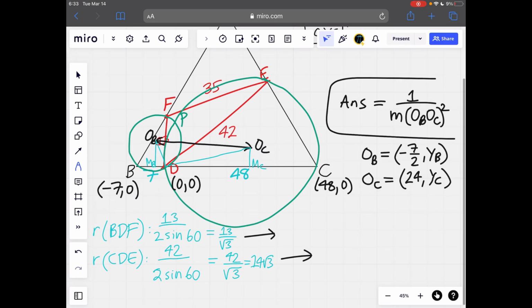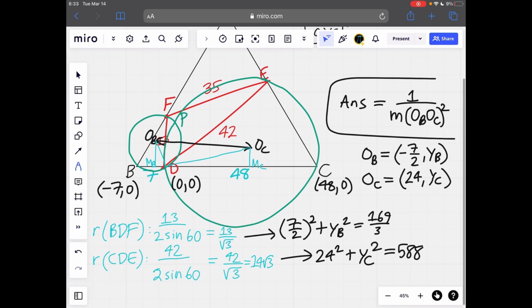Let YB be the y-coordinate of OB, and similarly let YC be the y-coordinate of OC. Then from the radius of the circumcircle of BDF, we have 7 over 2 squared plus YB squared is equal to 13 over root 3 squared, which is 169 over 3. And for the circumcircle of CDE, we got that its radius was 14 root 3. So 24 squared plus YC squared is going to equal 14 root 3 squared, which is 588.